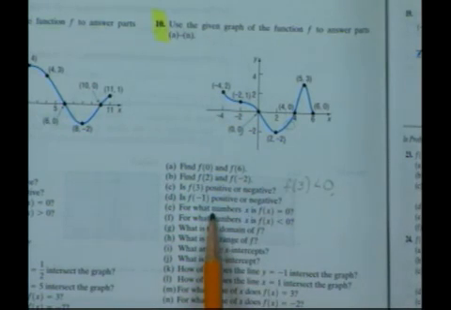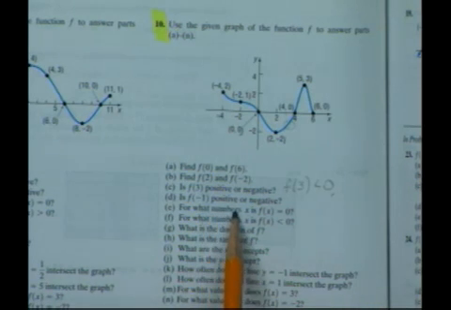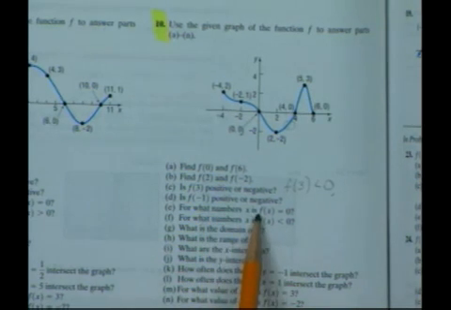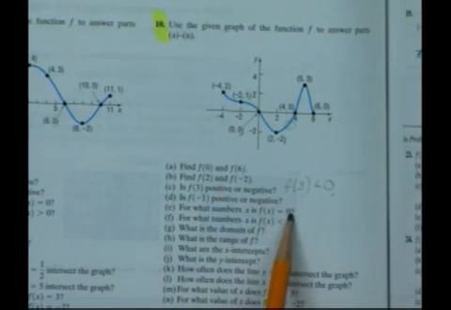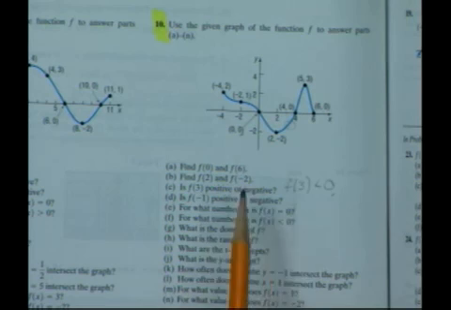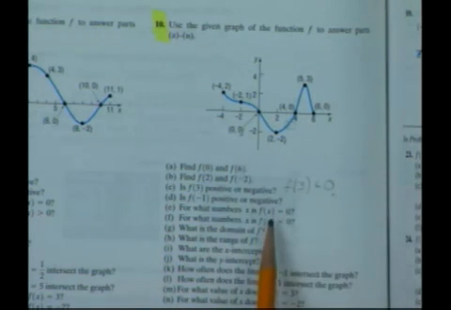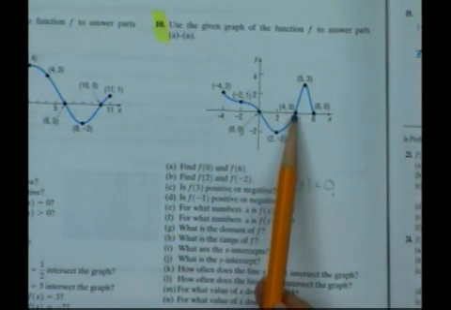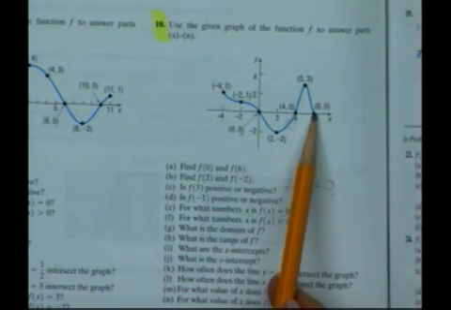Okay, for what numbers of x? A lot of times I'll say for what values of x instead of numbers. For what values of x is f of x equal to 0? Translate that to words for me. For what x values is y equal to 0? So where is y equal to 0? 0, 4, and 6.